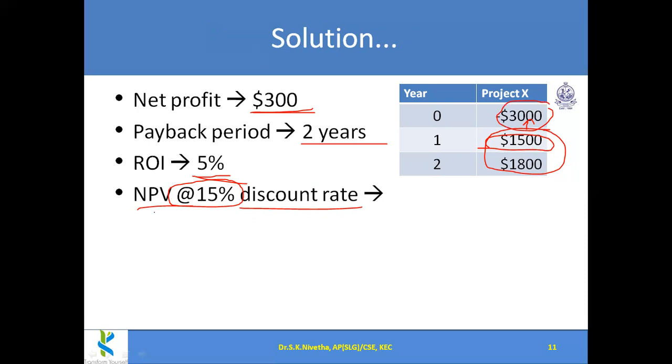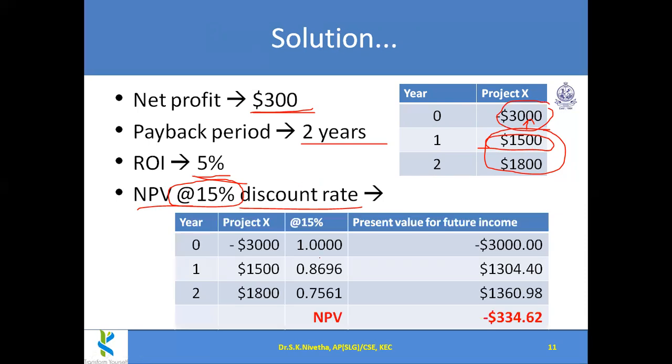Okay, so at 15% discount rate, for this expenditure the discount factor is 1. At the end of first year, for the 1,500, the 15% discount factor will be 0.8696, and for the second year 0.7561. I have to multiply these and I'll be getting this result. So this is the present value of future income, that is the discounted cash flow.